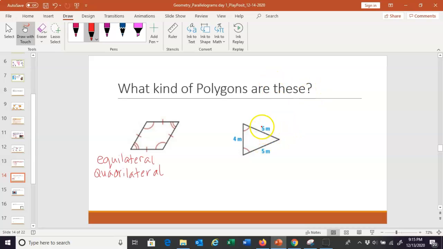Okay, number 2. It's not equilateral, right? Because 4 is not the same as the 5s. Let's use this information to see if we can figure out anything else. Okay, so these two angles are equal because they're across from the sides that are equal. Yeah, that's it. So we would call this irregular triangle. It is a polygon. It's closed. These are both, these are both convex.